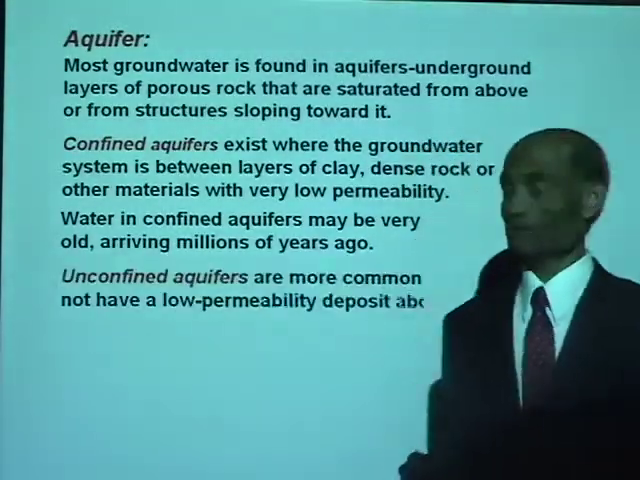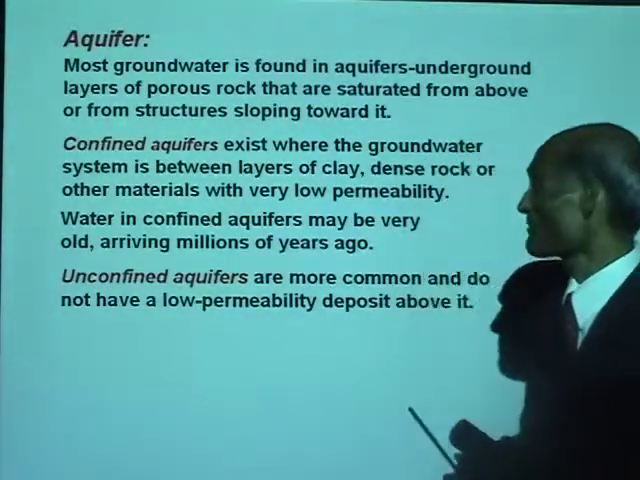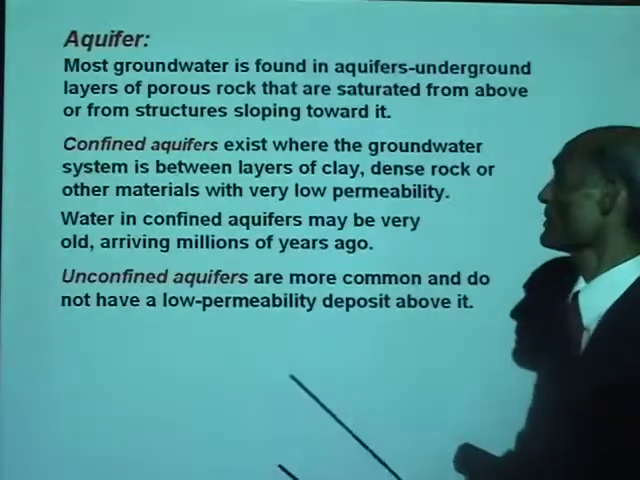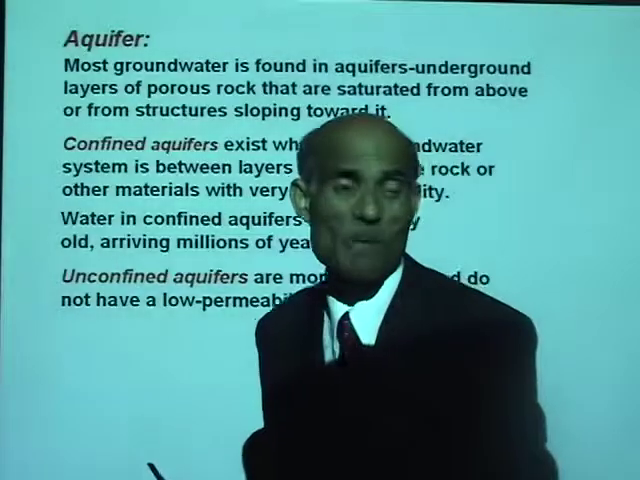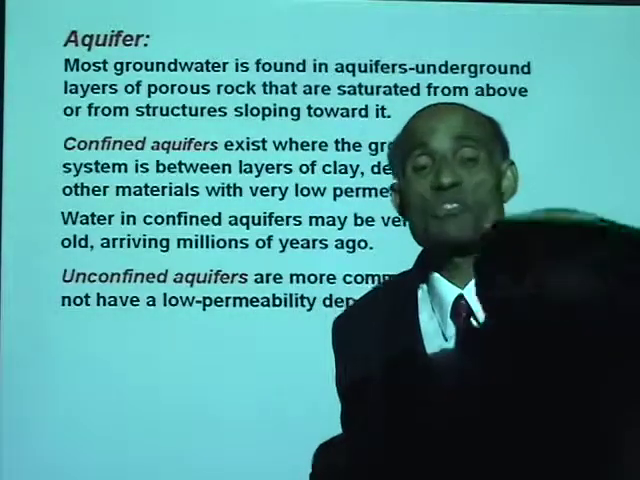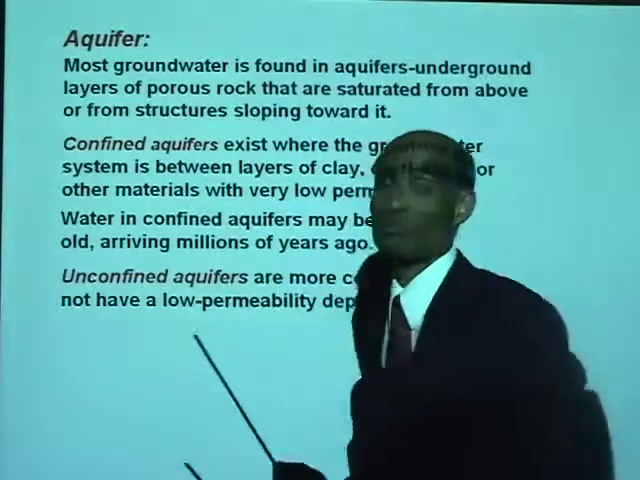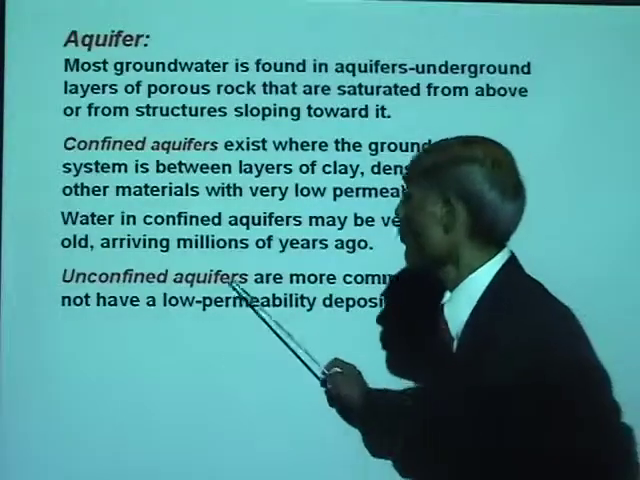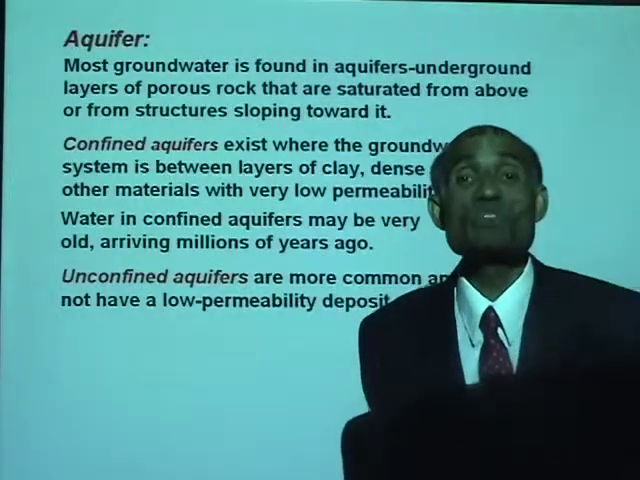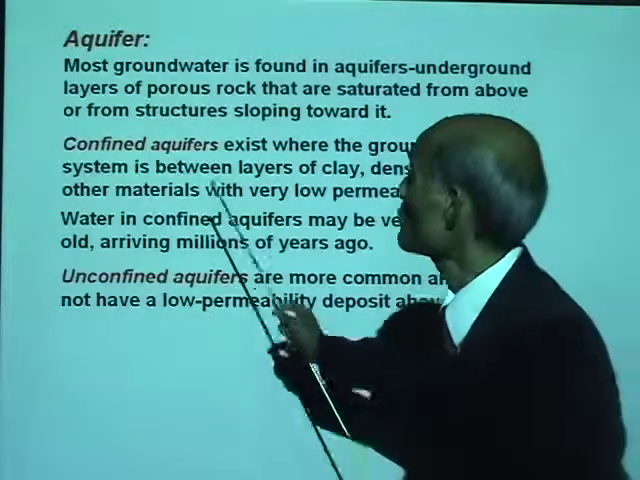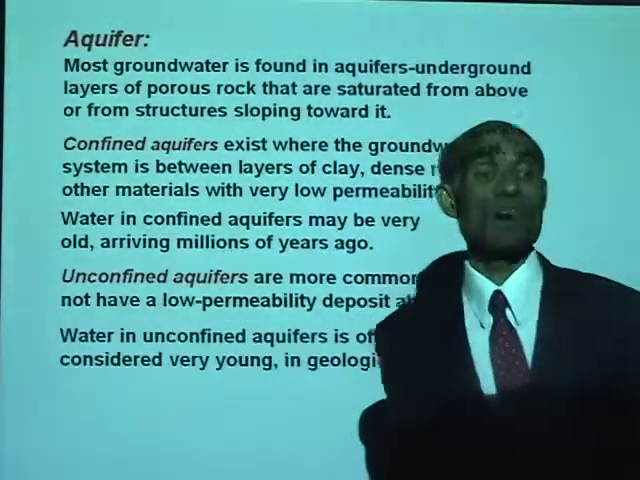quantities of water. Now, what is an unconfined aquifer? Unconfined aquifers are more common and do not have a low permeability deposit above them. That means they are much more readily accessible than confined aquifers. What that means is that water in these unconfined aquifers will be relatively new. Is that right? Whereas in the confined aquifers, water will be millions of years old.